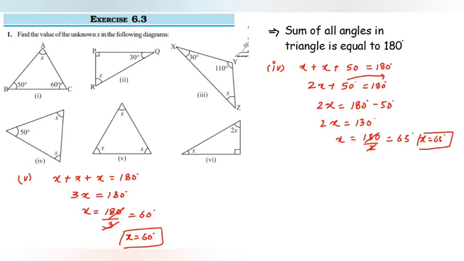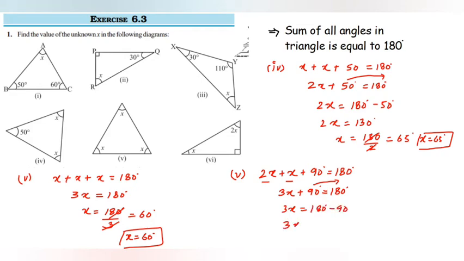So it is 2x plus x plus 90 degree is equal to 180 degree. So 2x plus x is 3x plus 90 degree is equal to 180 degree. Now I will transpose 90 to the other side, so it becomes minus. So 3x is equal to 180 degree minus 90 degree. So 3x is equal to 90 degree.